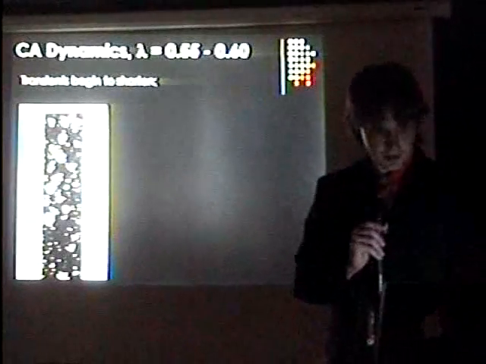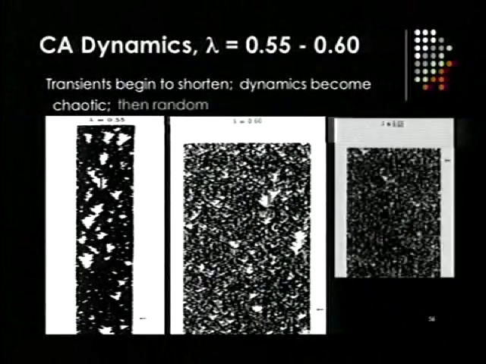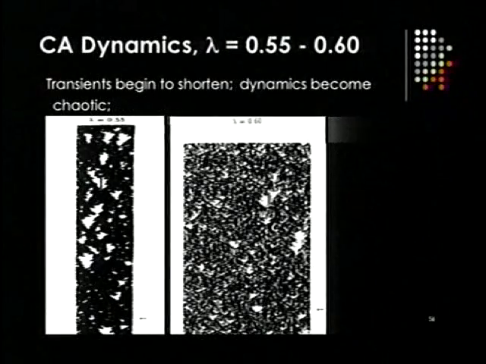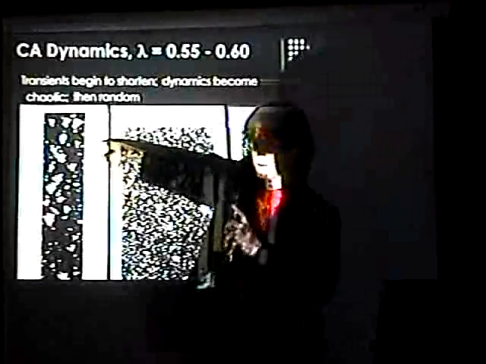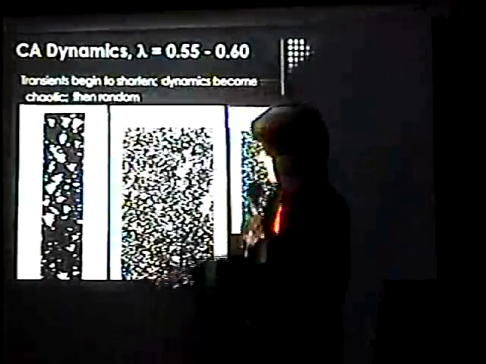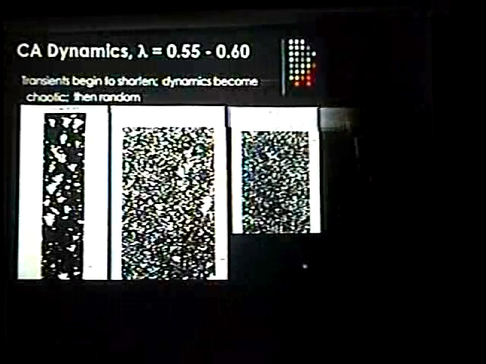Once we get higher than that, the transient times begin to shorten, and dynamics become chaotic, and then completely random. Here we can see the structure actually decreasing a little bit, and this is just chaotic dynamics, and that's basically a random number generator.